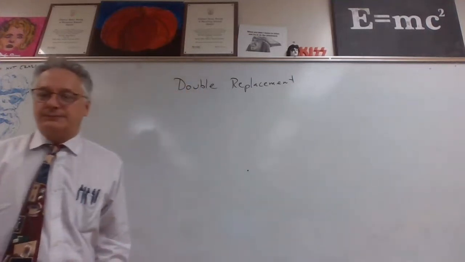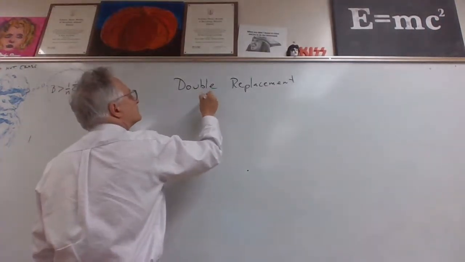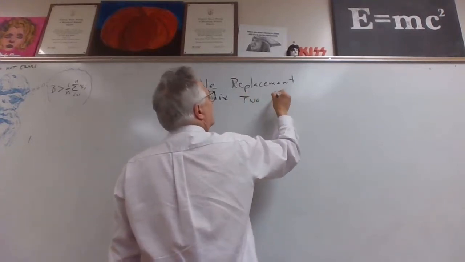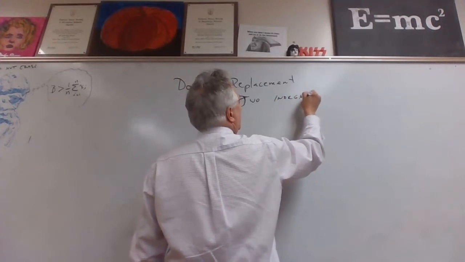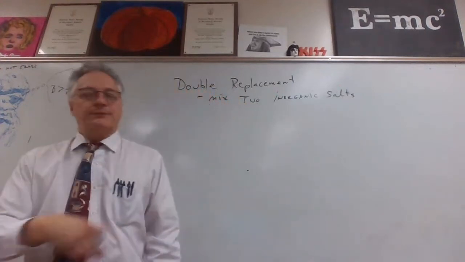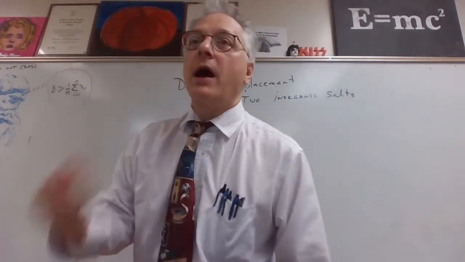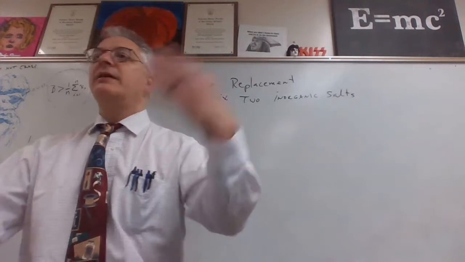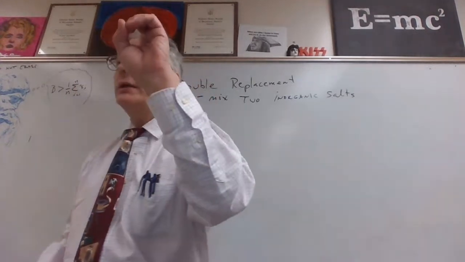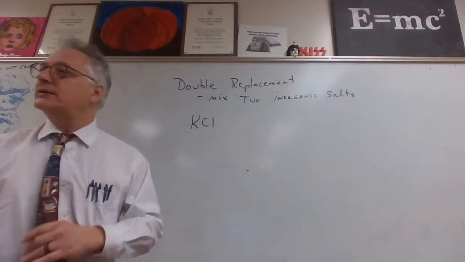Double replacement reactions. Double replacement reactions occur when you mix two inorganic salts. Now, first of all, I used two words, inorganic salts. Another name for ionic compounds is salts. We think of sodium chloride, table salt, and that's certainly one type of salt. But anything can be a salt, like KCl, potassium chloride is a salt.